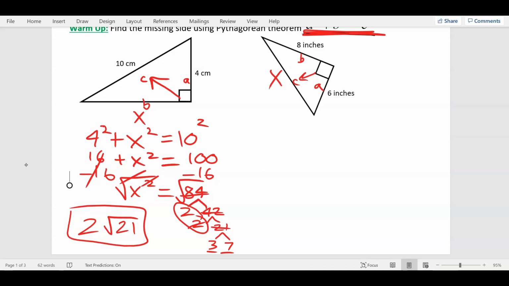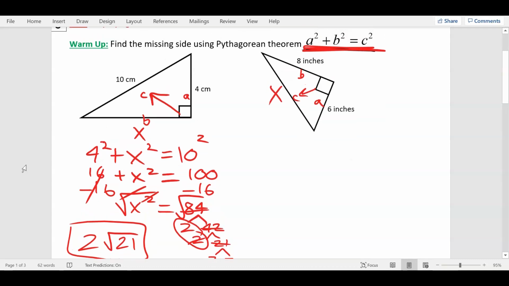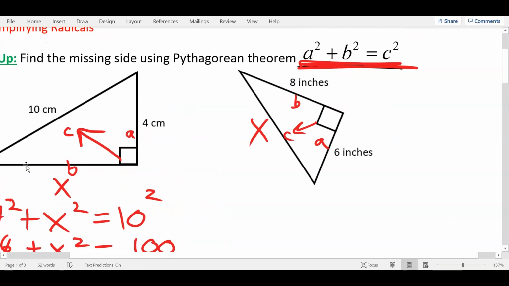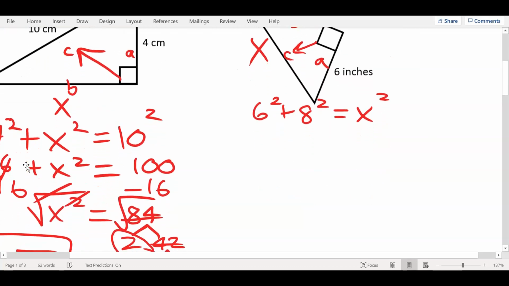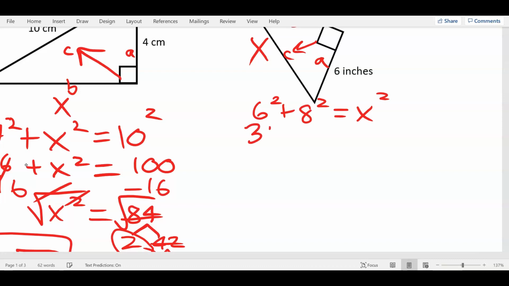Let's write the Pythagorean theorem. A squared plus B squared equals C squared. So A is 6 squared plus B, which is 8 squared, equals C, which is X squared. Can you square those and add them up? Okay, so 6 squared, 36. 8 squared, 8 times 8 is 64.